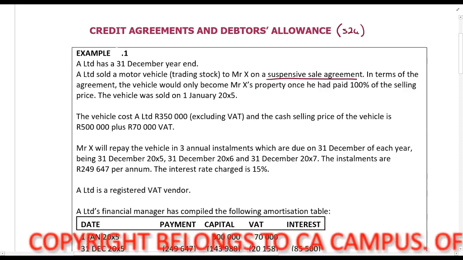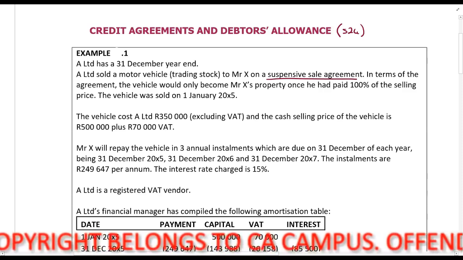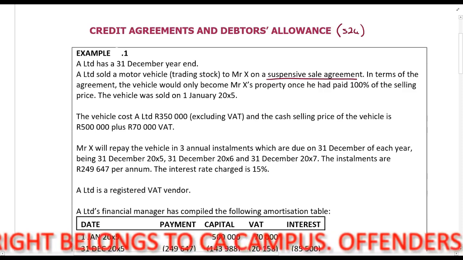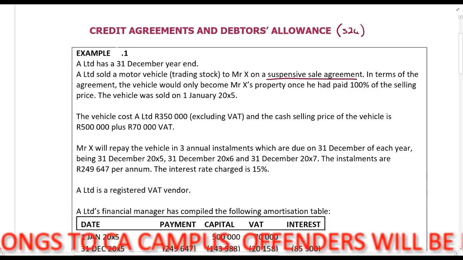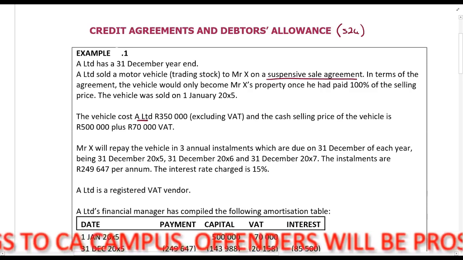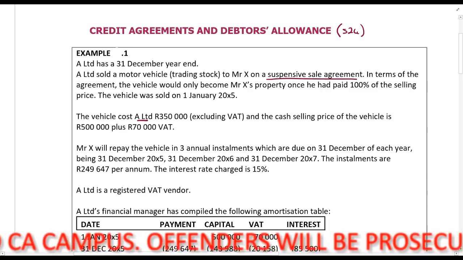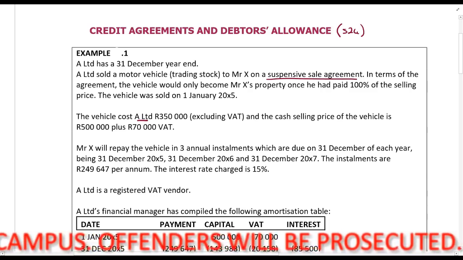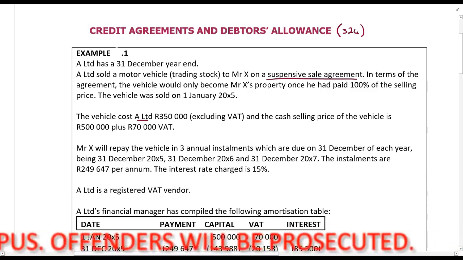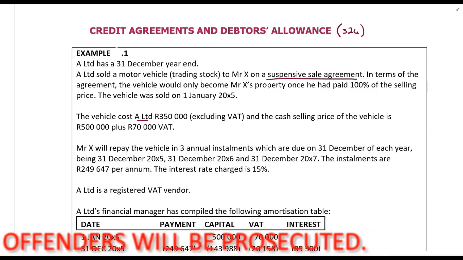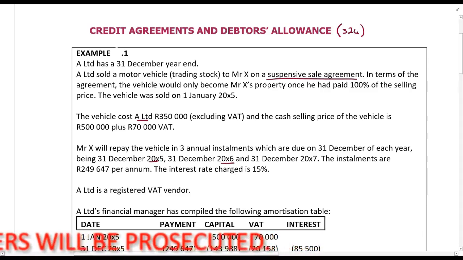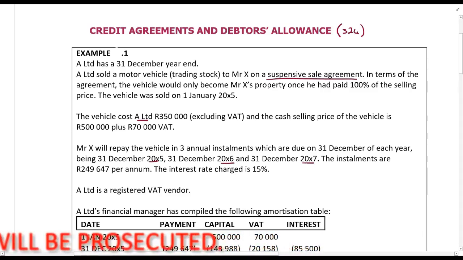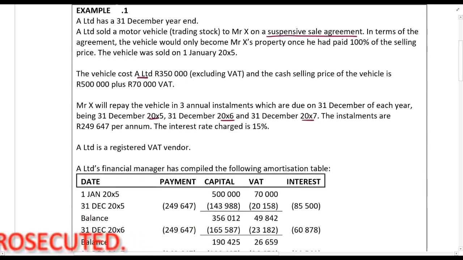X's property once he had paid 100% of the selling price, and this vehicle was sold on the 1st of January 20X5. The vehicle cost A Limited, remember, the seller, 350,000 rands excluding VAT, and the cash selling price of the vehicle is 500,000 rands plus 70,000 rands in VAT. Mr. X will repay the vehicle in 3 annual installments which are due on the 31st of December each year, so 20X5, 6 and 7. The installments are 249,647 rands per annum, and the interest charge is 15%.